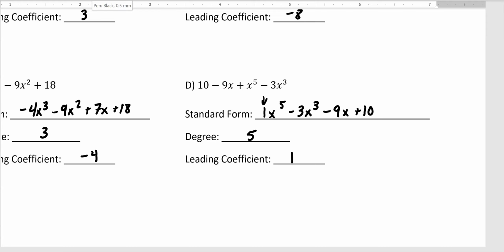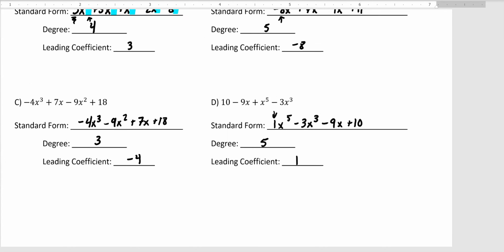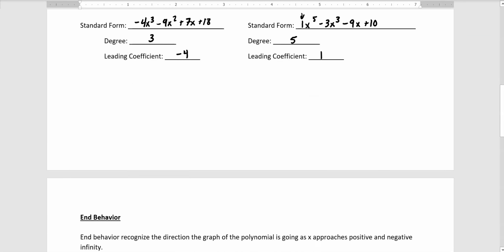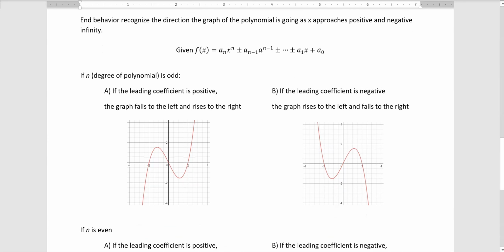All right. And once we're feeling confident with that, we can start to elaborate on end behavior of graphs, because that's really what this is all about. So end behavior recognizes the direction the graph of the polynomial is going as x approaches positive and negative infinity. What that means is, as I go to the left or as I go to the right, is the graph going up or is the graph going down?